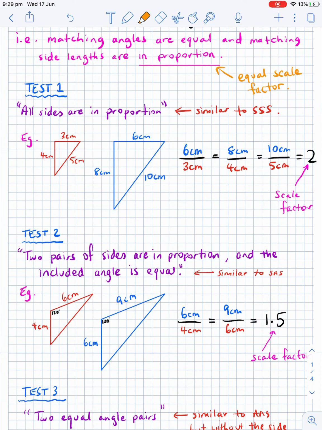Test 2. That is when you have two pairs of sides that are in proportion and the included angle is equal. This is similar to SAS. This triangle shows that one. We've got these two sides which have a scale factor of 1.5, 9 over 6, and these two sides, 6 over 4, pair up and give you the same scale factor. Because they have the same scale factor, they are in proportion. We can also see that our included angle is equal, so that's enough to satisfy test 2. These triangles are definitely similar.